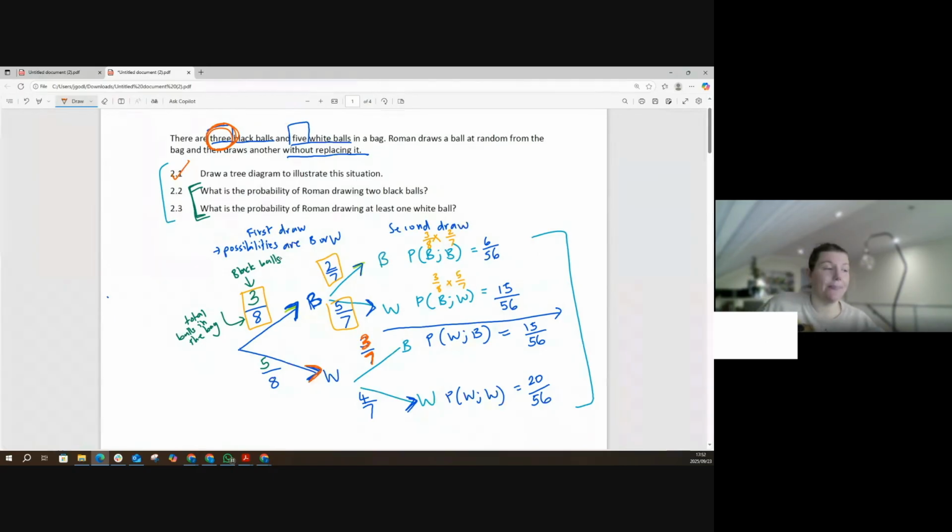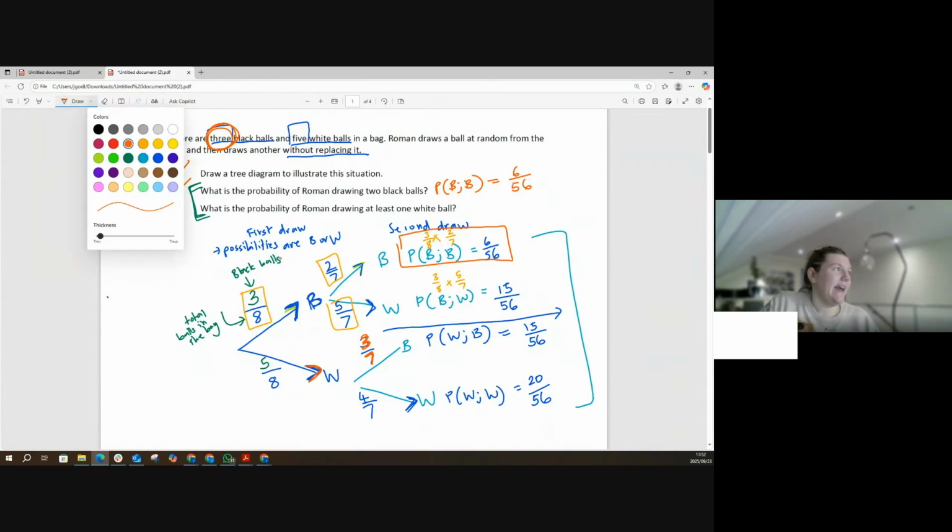Okay. All right, 2.2. What is the probability of Roman drawing 2 black balls? So that's this one over here. We have our answer already. The probability of drawing 2 black balls is going to be 6 over 56. You can also simplify it, or you could make it a percentage.